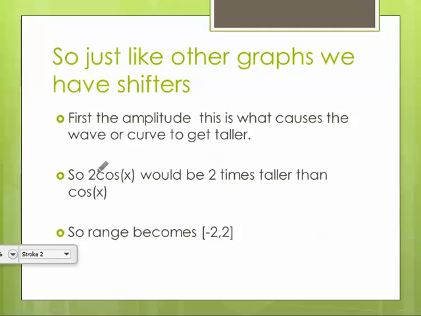Cosine, doing the same thing. The 2 here causes the range to change. And we start at 2 rather than starting at 1, and we go down to -2 and then back up. That would be the way those graphs look.